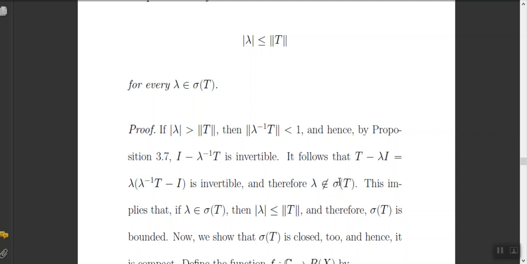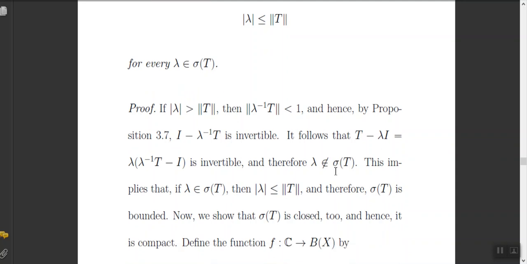So this is a contradiction, because we supposed that lambda is an element of the spectrum such that this, and we get a contradiction. Lambda does not belong to a spectrum, so this is not true. So if lambda belongs to the spectrum, the absolute value of lambda must be less than or equal to the norm of t. Okay, so we prove this inequality, and this shows something else also.